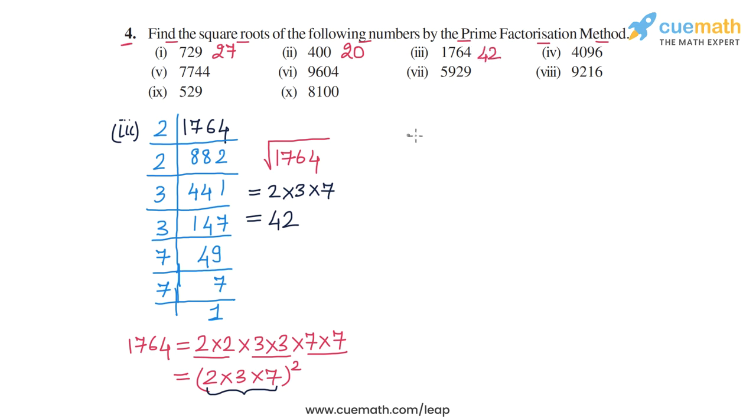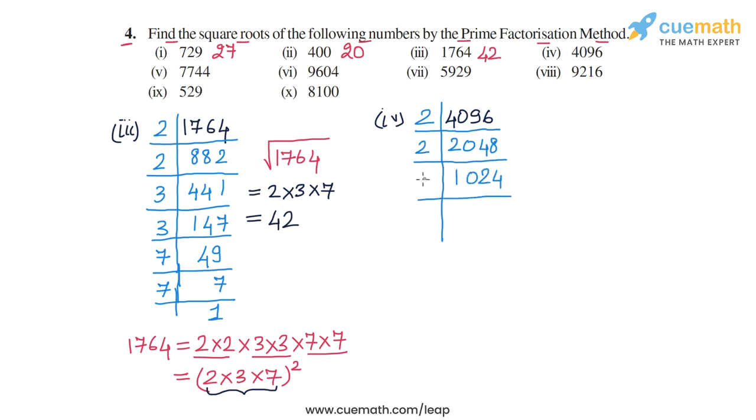Now let's do part 4. In part 4 the number is 4096 and this is an even number, so we will start dividing by 2. So we divide by 2 and this gives us 2048. Again even, so again we divide by 2, so this gives us 1024.